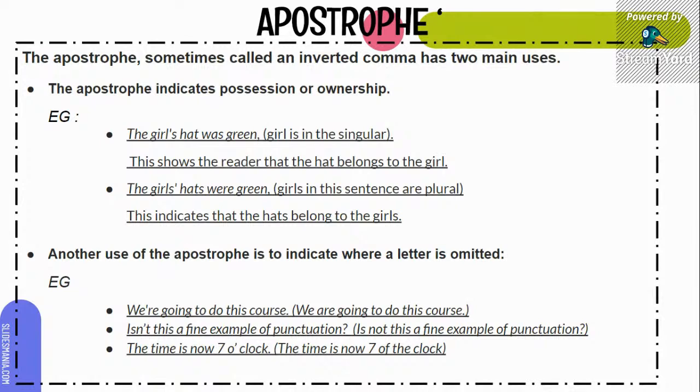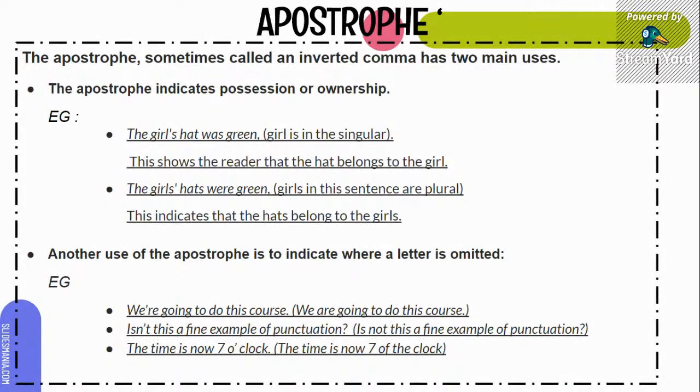When we are using the apostrophe to show ownership, you have to consider two things. We have to identify whether the subject in the sentence is singular or plural. If it's singular, the apostrophe comes before the S. But if it's plural, the apostrophe comes after the S. That's one thing you have to pay attention to when using the apostrophe in your sentence.